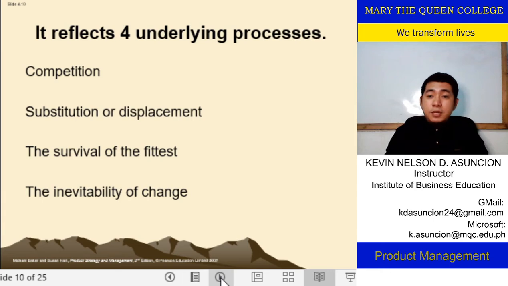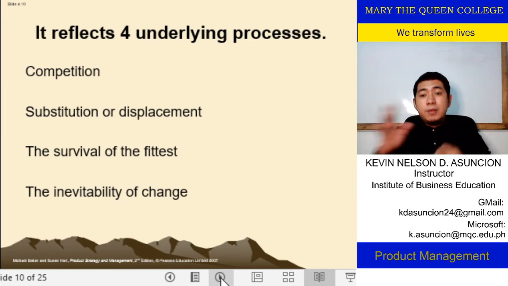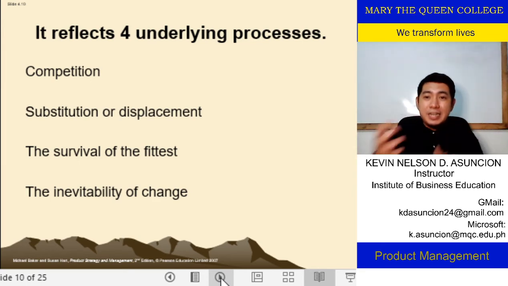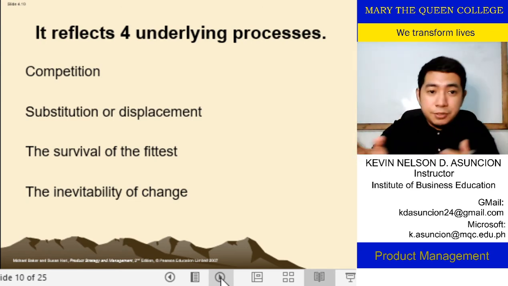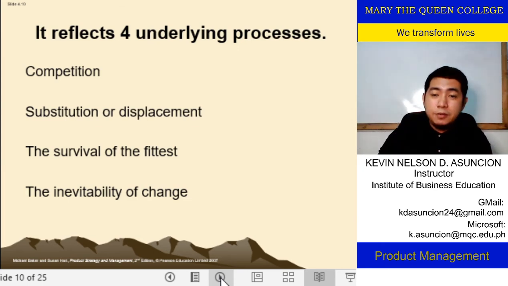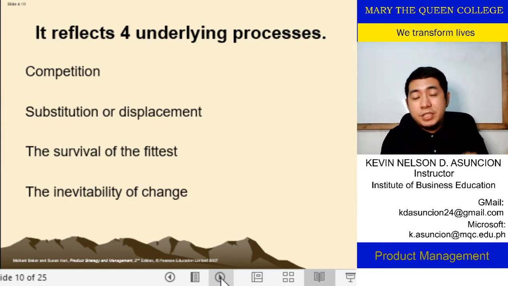And then the inevitability of change. Ibig sabihin, hindi mo maiwasan ang change, especially in the environment. Things change. The behavior of the market changes because of the environment as well. Economic conditions change, so it's inevitable. That's why changes in your product life cycle might not be favorable in so many instances, but what is important in a marketer, in a product and brand manager, is they are able to read the product life cycle and the environment and strategize from it.